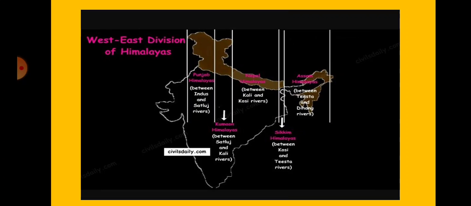And then you can again see one very narrow zone between the Kosi and Tista rivers. Tista river flows in Sikkim, so that is known as the Sikkim Himalayas. And after that you can see a broader division between the Tista and Dihang rivers. That is known as the Assam Himalayas.